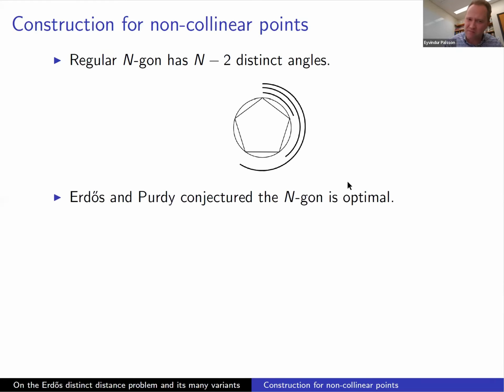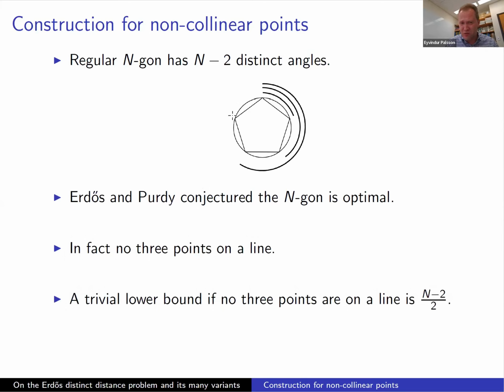Now, you might say, well, yeah, and let me add here that Erdős and Purdy conjectured that the n-gon is optimal, and in fact, there's something more going on. Previously, I just said not all on a line. With this regular n-gon, there's far more going on. There are only 2 points on each line. There are no 3 points on a line. Okay, you might have thought, well, if most of the points are on a line, it still feels one-dimensional. And this is far in that sense from being one-dimensional.